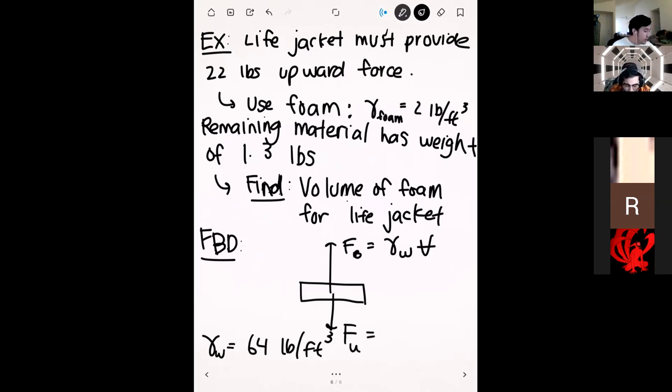And so the first weight that we have is the amount of weight that our life jacket must support. And so we know that this is going to be 22 pounds. And so we'll call that force FU, U being user. So that was actually unintentional. And so we'll have WO. So WO will be all the weight of the other stuff. So we know from the problem this is 1.3 pounds.